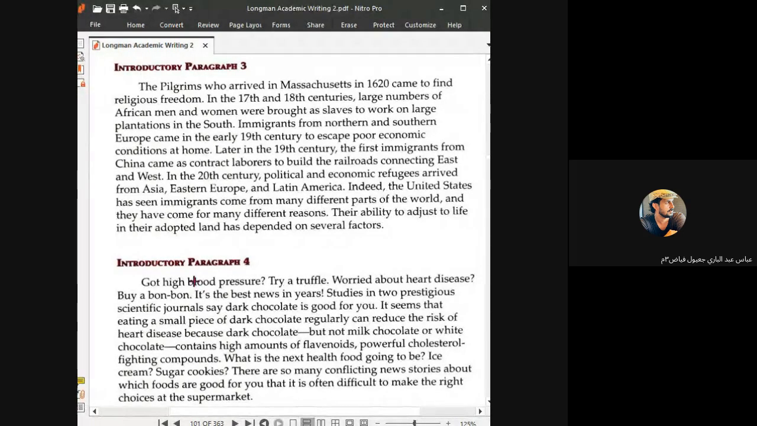The pilgrims who arrived in Massachusetts in 1620 came to find religious freedom. In the 17th and 18th centuries, large numbers of African men and women were brought as slaves to work on large plantations in the south. Immigrants from northern and southern Europe came in the early 19th century to escape poor economic conditions at home. Later in the 19th century, the first immigrants from China came as contract laborers to build the railroads connecting East and West.